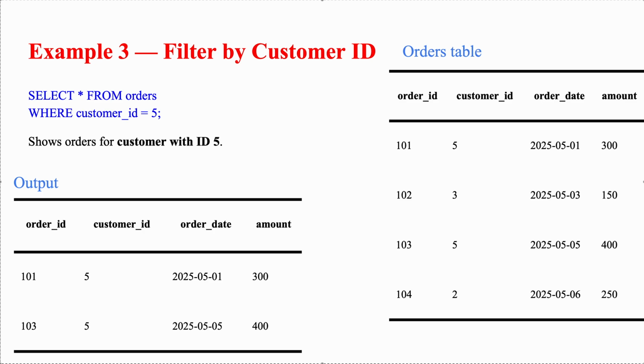Here's another example. In this orders table, we want to find orders placed by customer ID 5. So we write WHERE customer_id = 5. Now the database returns only those rows where customer ID is 5.